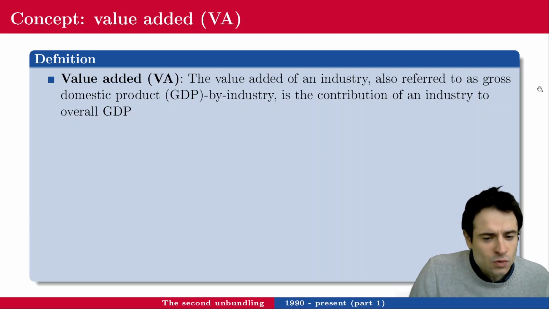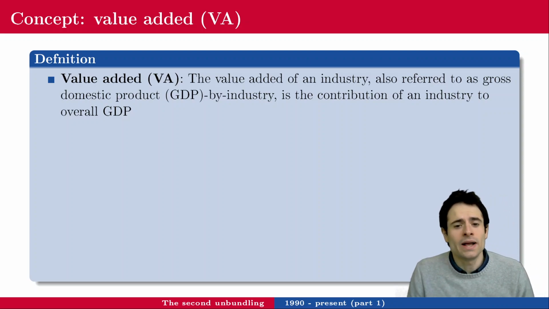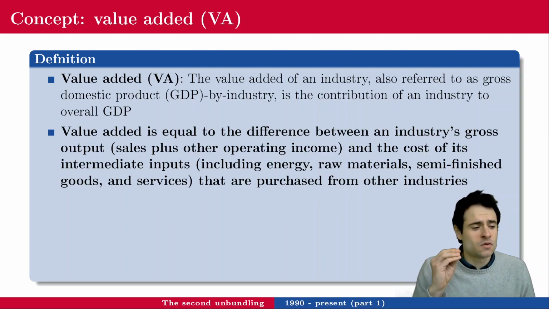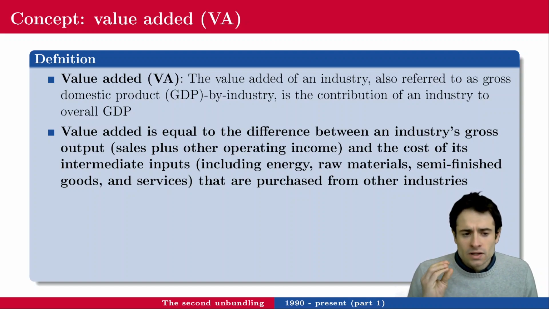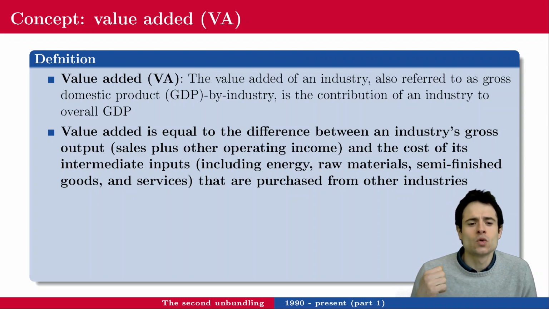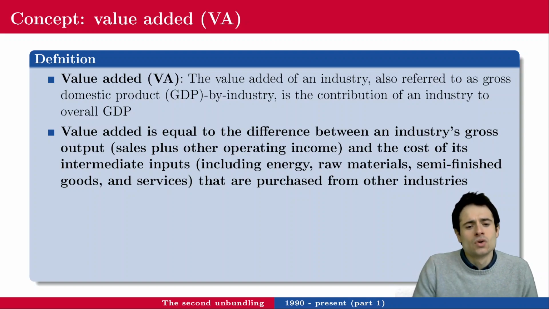So, since we talk about exports, it's important to talk about value added. The value added of an industry, also referred to as gross domestic product, GDP, by industry, is the contribution of an industry to the overall GDP. Value added, that's a very important definition that you might go through in other econ classes, like 105, for instance. This is one of the most important definitions in macroeconomics. It is equal to the difference between an industry's gross outputs, think about sales and other operating income, and the cost of its intermediate inputs. Intermediate inputs refer to raw materials, energy, equipment, semi-finished products, and any services that you need to produce your goods.